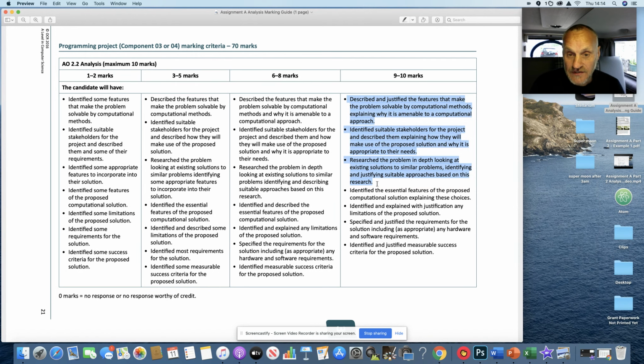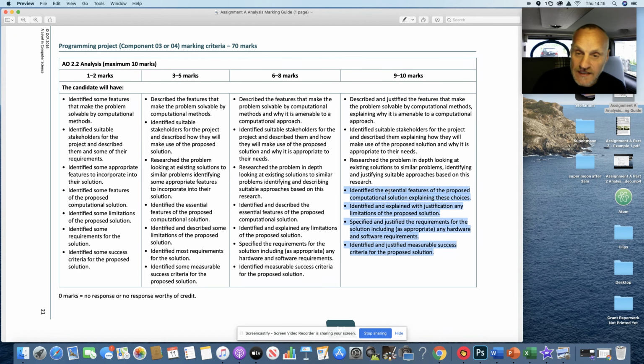So what you'll be left to do is the second part of this, the other two investigations, and then you will be looking at these things like identifying essential features of the proposed computational solution, explaining these choices, identifying and explaining the justification and limitation of the proposed systems, specifying and justifying the requirements for the solution, including, as appropriate, any hardware and software requirements, and identifying and justifying measurable success criteria. So these will be talked about when you come back.